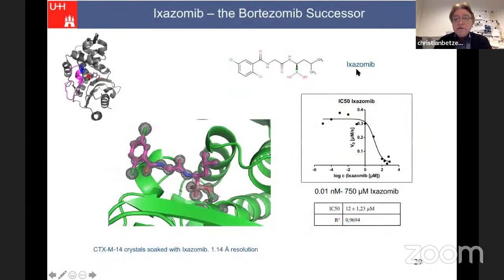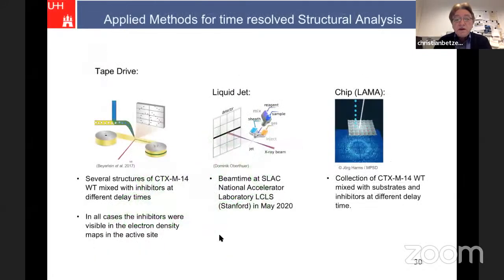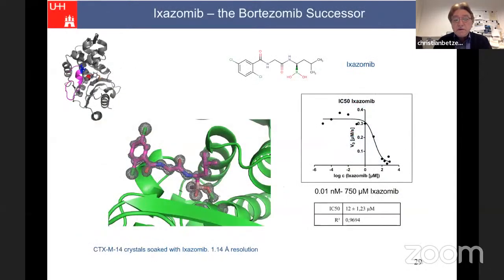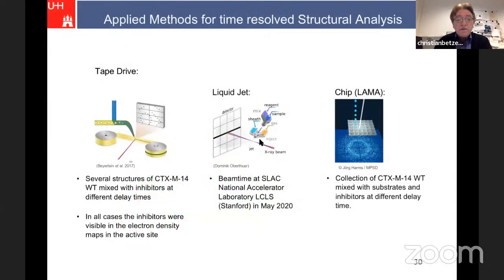A successor came up, ixazomib, and we again were lucky, we could solve the structure of the complex to 1.1 angstrom, so very high resolution. And in the second attempt, this is going on now, to test this anti-cancer drug to treat also severe bacterial infections. That is already approved.